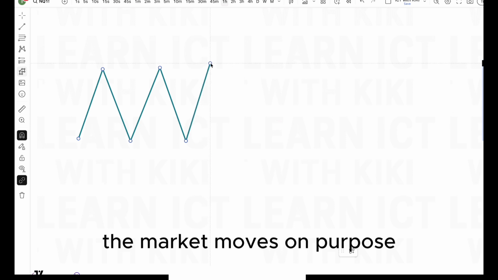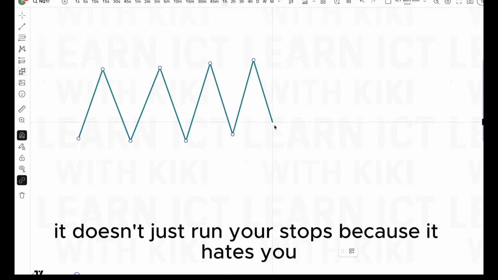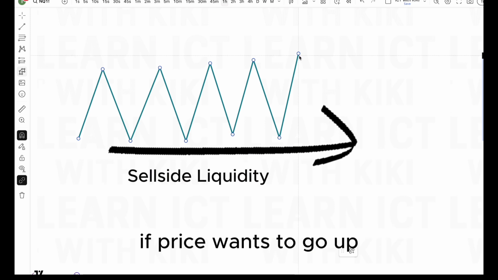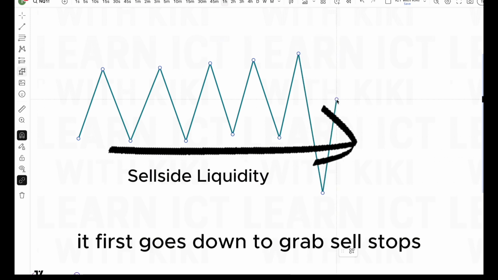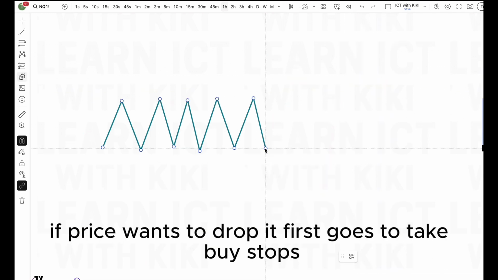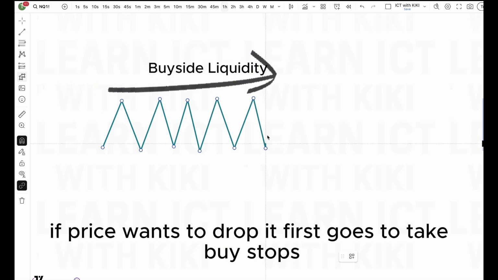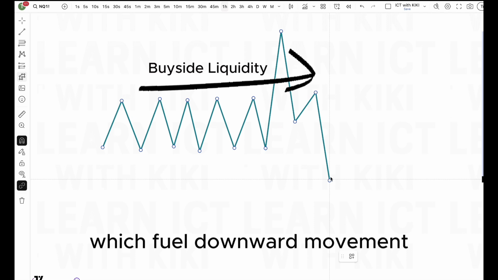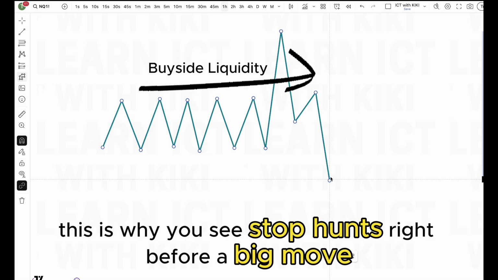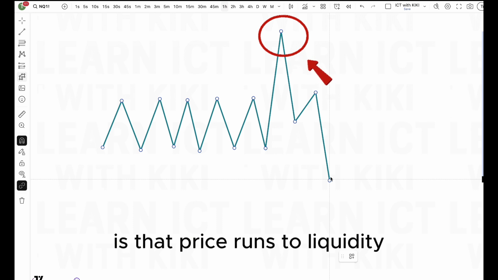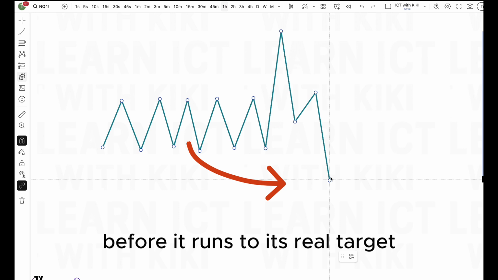So why does price take liquidity? The market moves on purpose. It doesn't just run your stops because it hates you. Here's the truth. Price needs liquidity to move. If price wants to go up, it first goes down to grab sell stops, because those stops turn into buy orders, and buy orders fuel upward movement. If price wants to drop, it first goes to take buy stops, because buy stops turn into sell orders, which fuel downward movement. This is why you see stop hunts right before a big move. An easy way to remember is that price runs to liquidity before it runs to its real target.